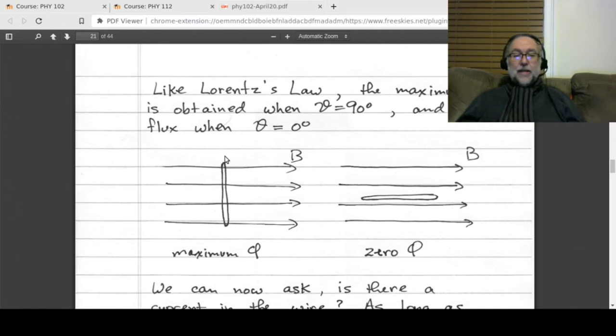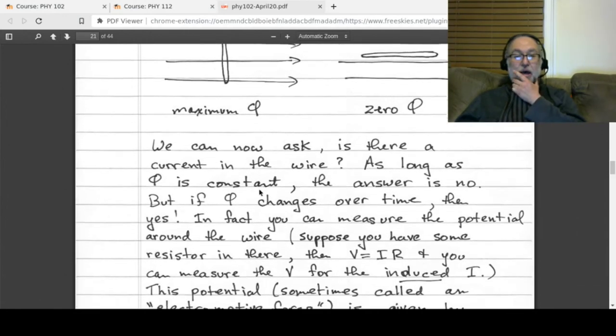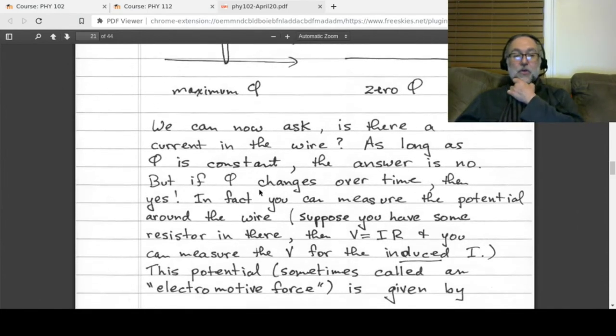Here's the B field being captured by that loop. When it's perpendicular, that's when you're going to get the most B field lines. When the loop is actually along the line of B, right along the lines of B, well, then there's no flux captured. And so now, how are we going to be able to induce a current?